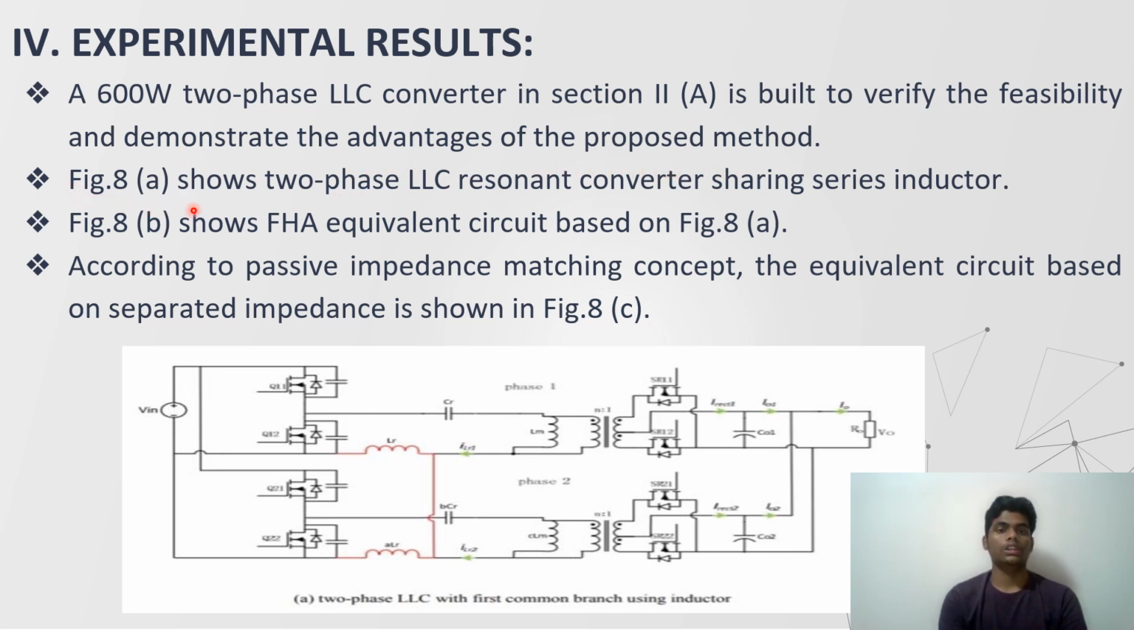Figure 8a shows the two-phase LLC resonant converter sharing a series inductor. Figure 8b shows the FHA equivalent circuit based on figure 8a. According to the passive impedance matching concept, the equivalent circuit based on separated impedance is shown in figure 8. In this figure, it shows the two-phase LLC with the first common branch using an inductor.